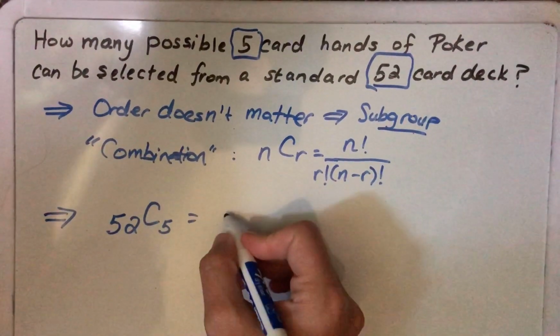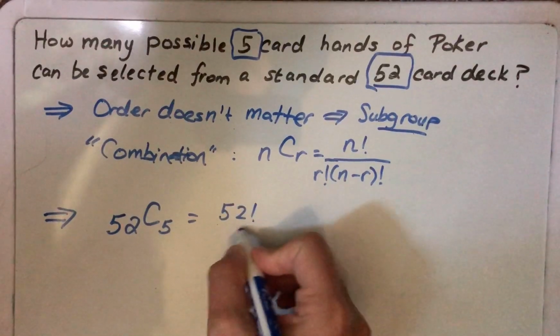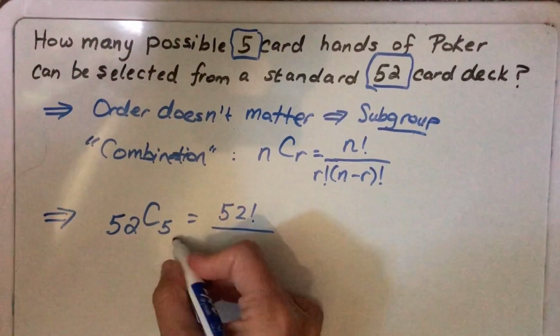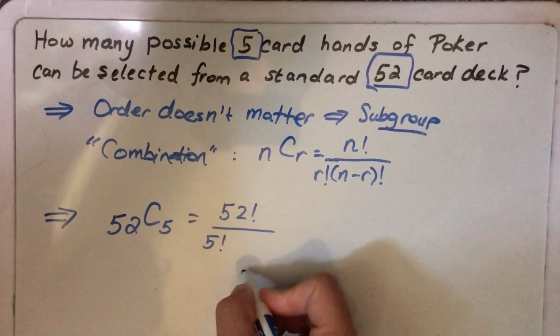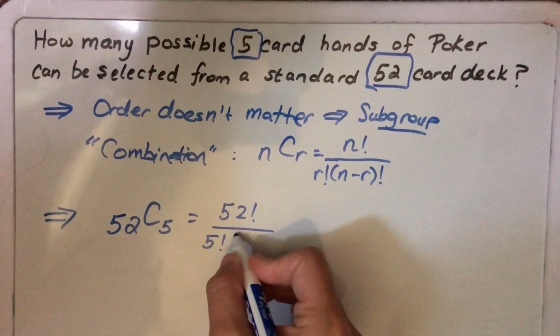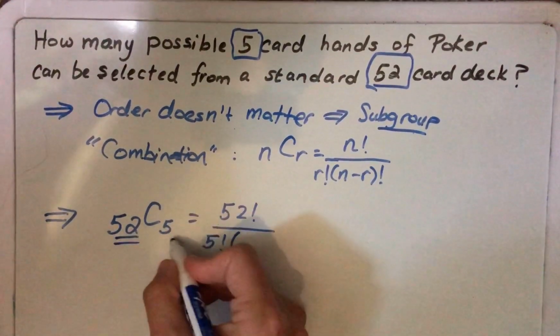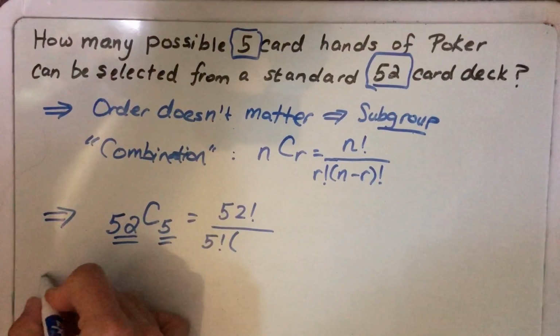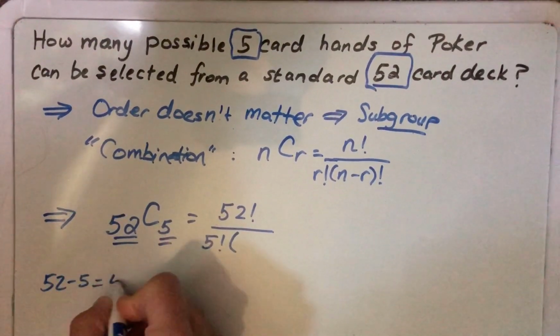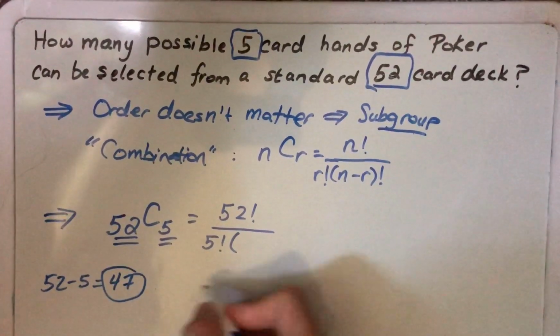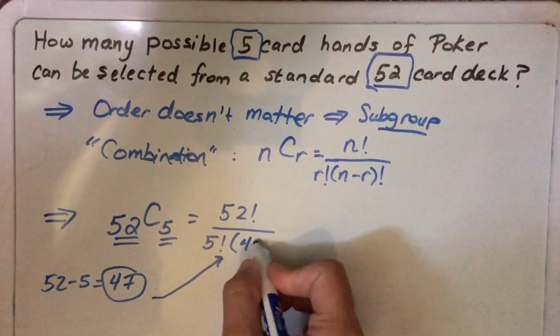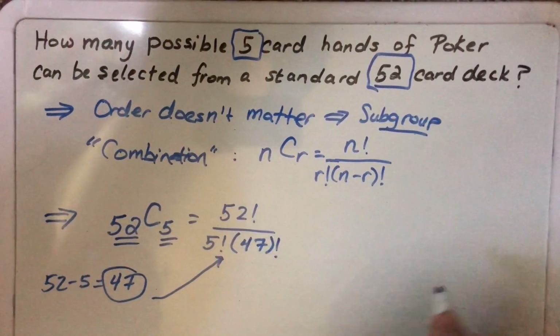To begin the formula, you would take 52 factorial, divide by r factorial, which in this case is 5 factorial, times n minus r factorial. Well, 52 minus 5 is what? If you said 47, you're correct. So that's the number that goes here, 47 factorial.